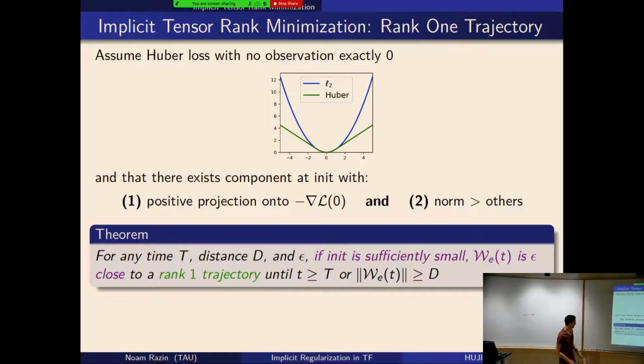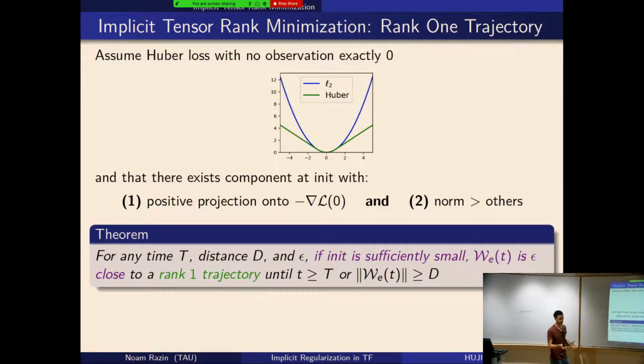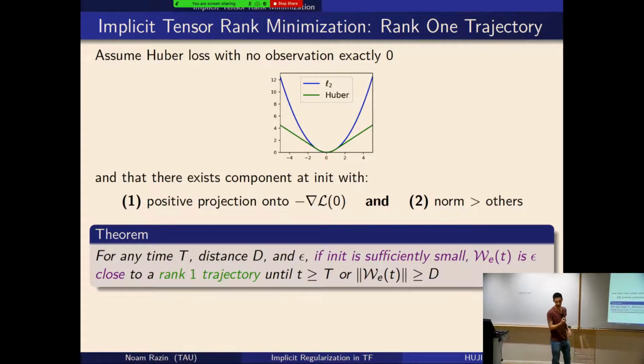More precisely, for any given time t, distance from the origin d, and approximation epsilon, if initialization is sufficiently small, our tensor will be within epsilon distance to a rank 1 trajectory, till that time t, or norm of d, where a rank 1 trajectory is just gradient flow over a tensor factorization with a single component. Okay, so it's a trajectory of rank 1 tensors. And this result essentially characterizes the first stage that we saw in the dynamics before. It shows that as we take asymptotically the initialization near 0, only one component will rise, the rest will stay near 0 for longer and longer and longer.